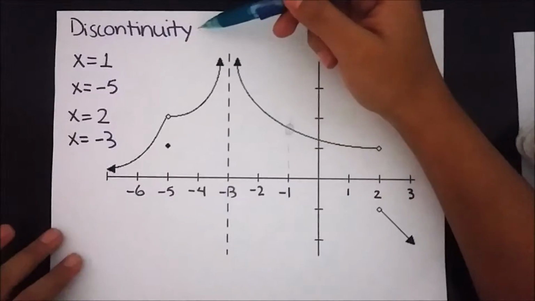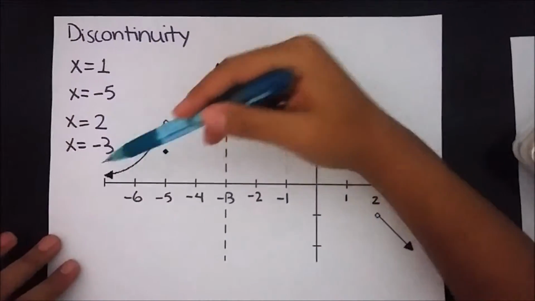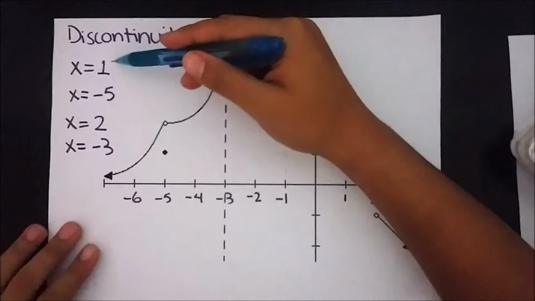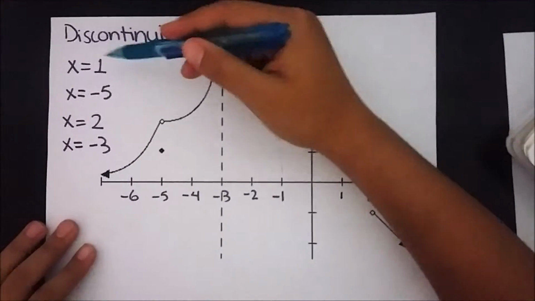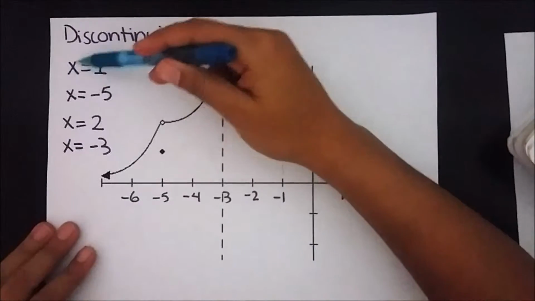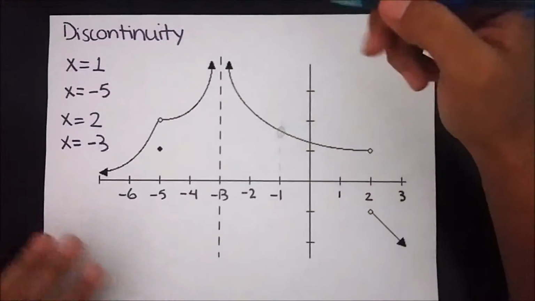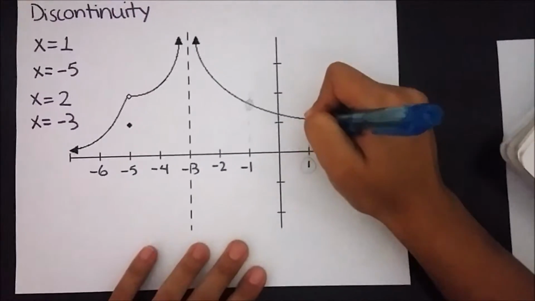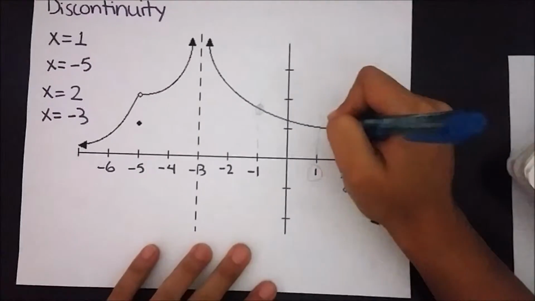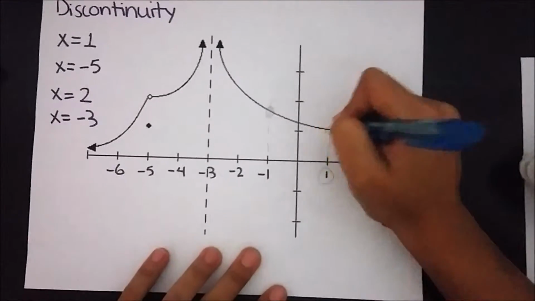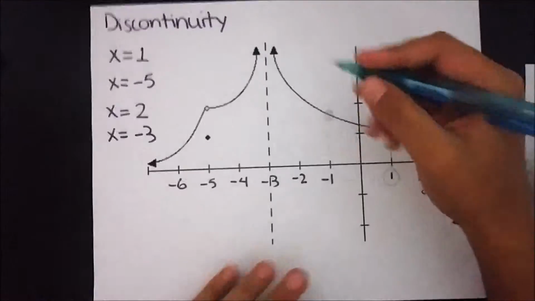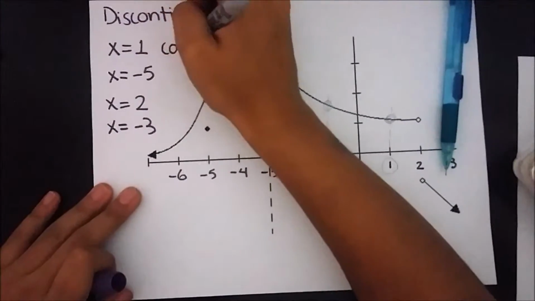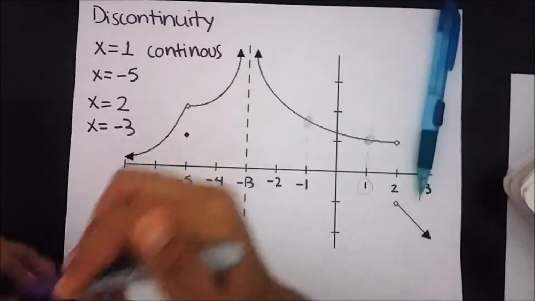Now we're going to see the discontinuity in 4 different examples. For example, they are asking what kind of discontinuity there is. When x equals 1, we look for the value of x at 1 and see what kind of discontinuity we have. In this example, we don't have a discontinuity, so we just say that this is a continuous graph.